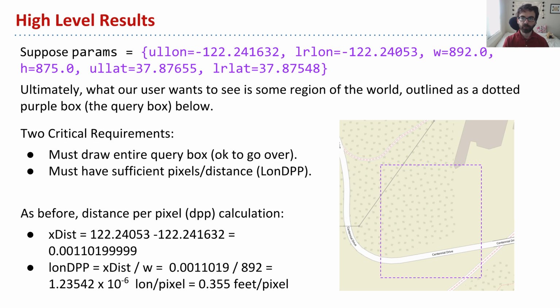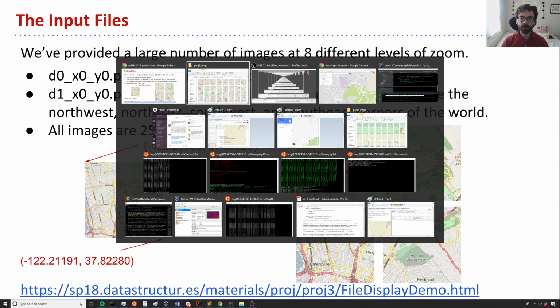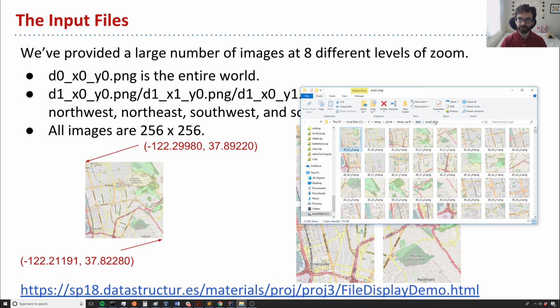So how do you satisfy this query? What are we going to do? Well, if you open up the files that we've provided, this proj3 images folder, you'll see that we have a bunch of different pictures of the Berkeley area at different levels of zoom.